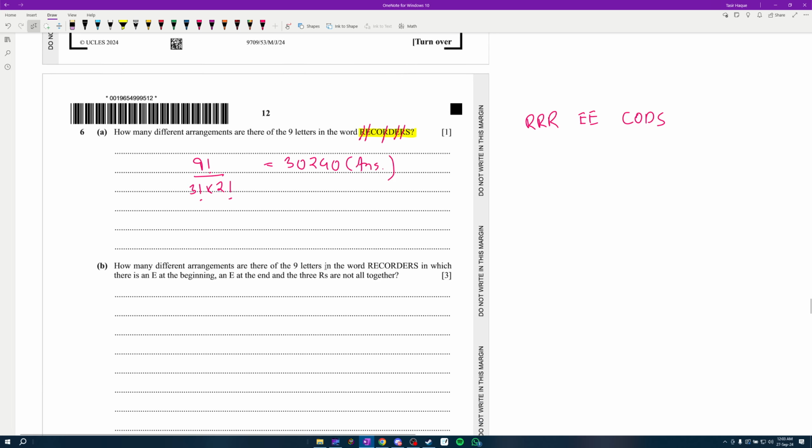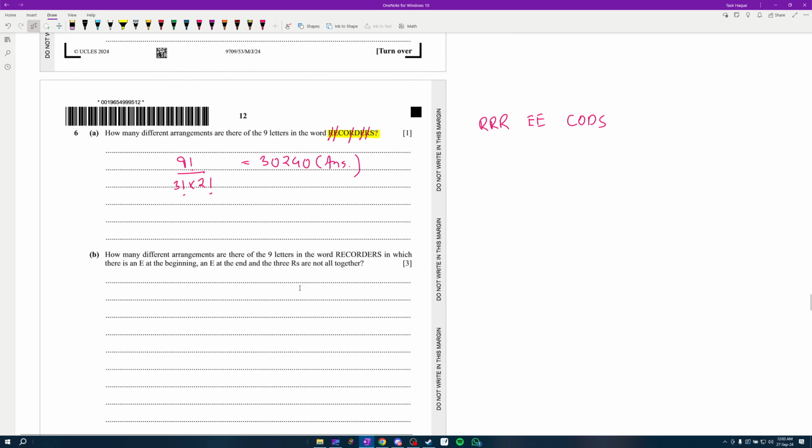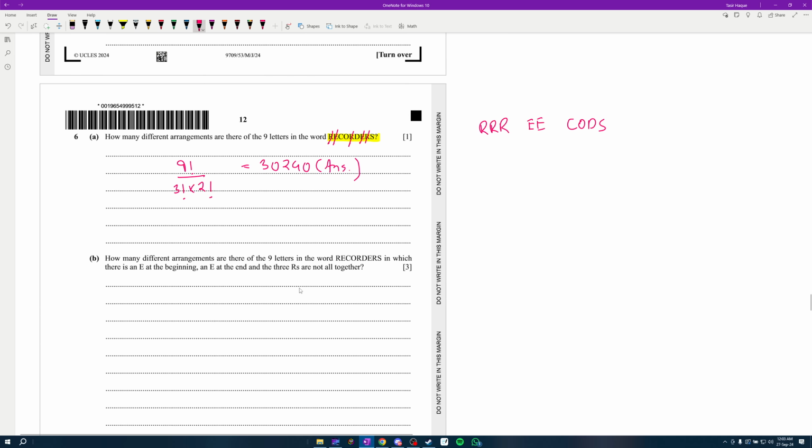Fine. How many different arrangements are there of the 9 letters in the word RECORDERS in which there's an E at the beginning, E at the end, and the 3 R's are not all together? Good sum. Okay. So E at the beginning and E at the end, and since the 3 R's are not together, we are going to apply the arrow method. So I'm going to exclude them for now. So I'm going to be using these 6 letters, okay? Always remember this technique. 1, 2, 3, 4, 5, 6. Okay. So E's are at the ends.